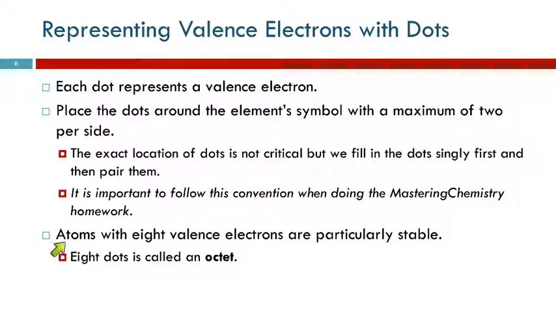So an atom with 8 valence electrons is particularly stable. How many valence electrons do the noble gases have? 8. And the noble gases are very unreactive. They are considered inert. They don't react. And so that's a very stable configuration. And we call 8 dots an octet. It's like 8 people singing together is an octet, right? So we're going to find out that 8 is kind of a special number for electrons.